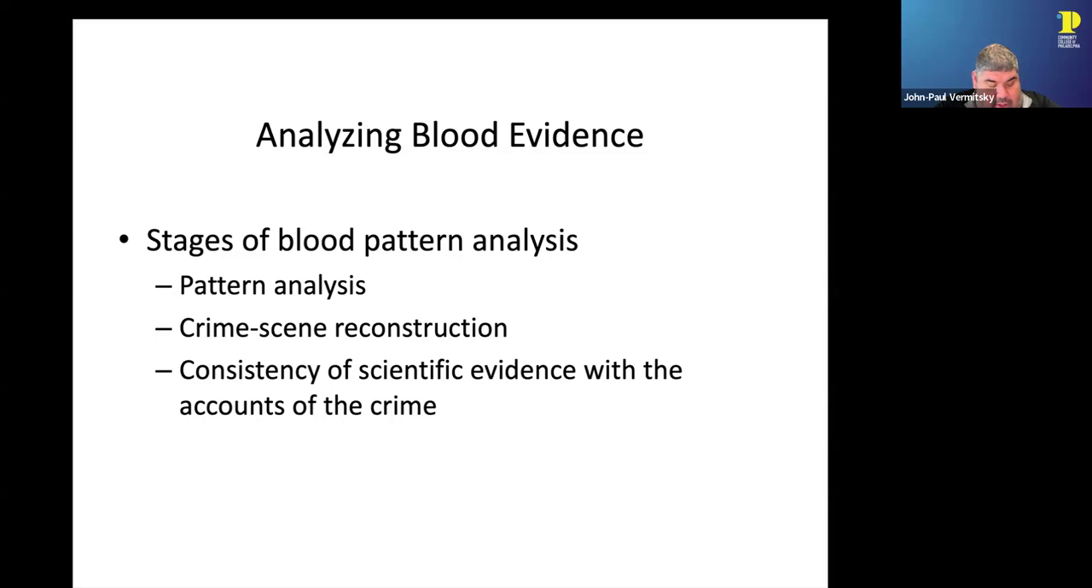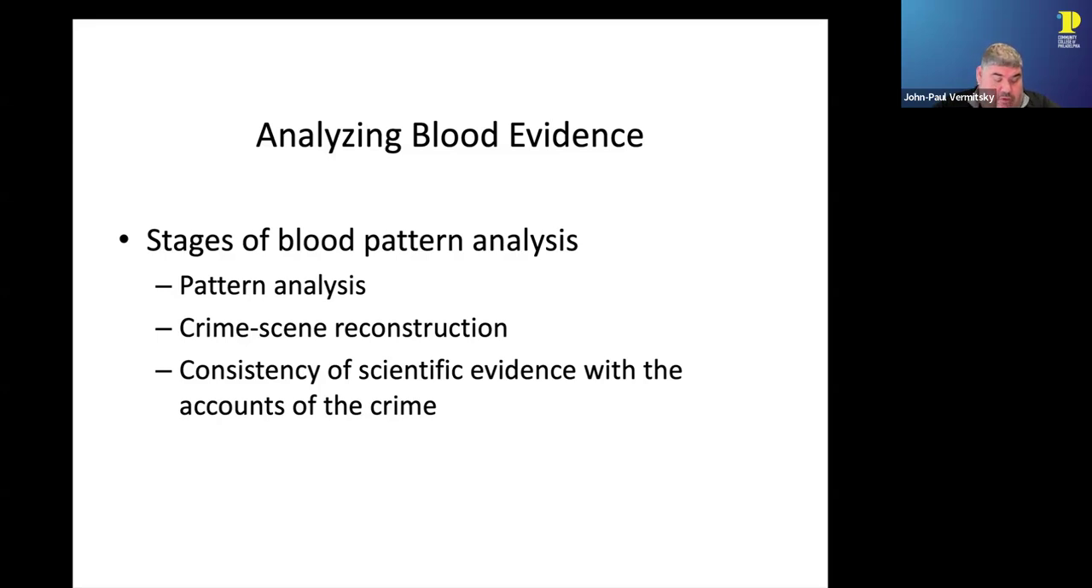A specialist trained in blood pattern analysis may do this at the crime scene. If a trained specialist is not at the crime scene, then the analyst could complete this in a forensics lab using images and evidence collected at the crime scene. And what they will try to do at that point is try to reconstruct what actually happened.